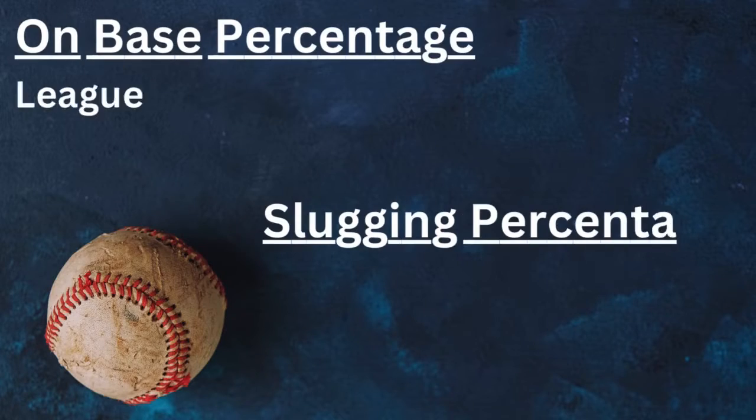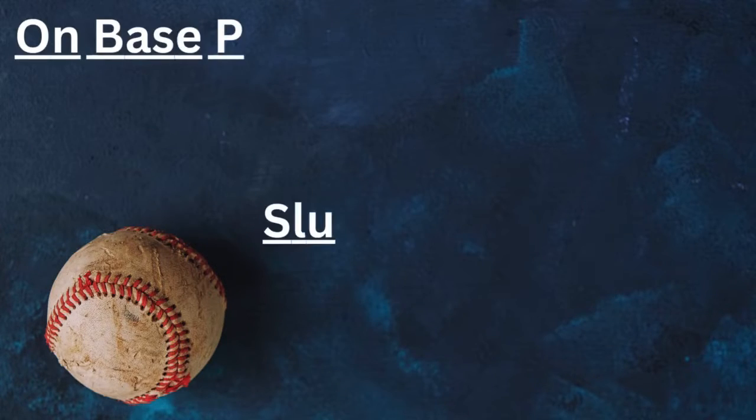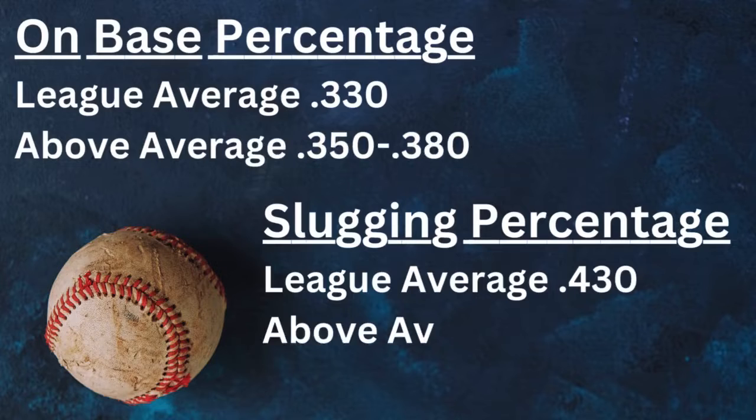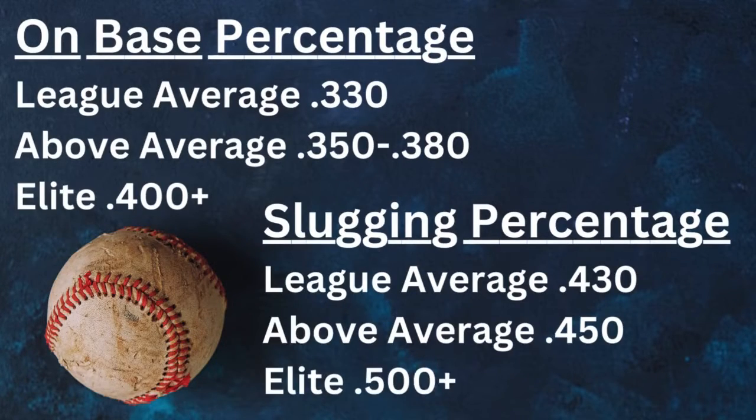A league average on base percentage sits around .330. Above average is around .350 to .380. And an elite on base percentage is over .400. In terms of slugging, a league average slugging percentage sits around .430. Above average starts to move into that .450 range, with the elite hitters going over .500 typically.